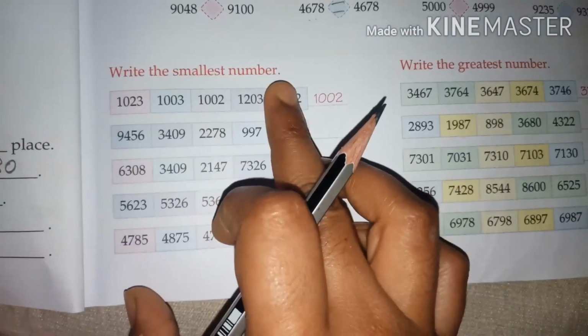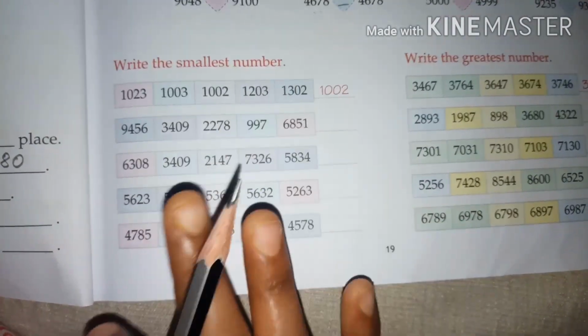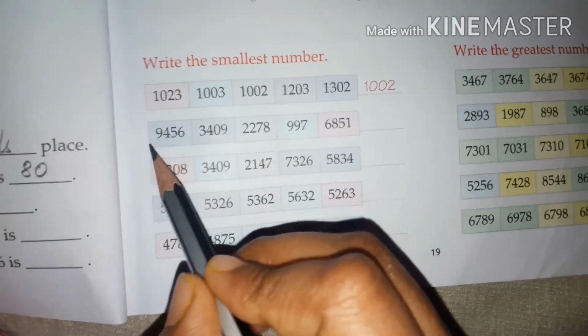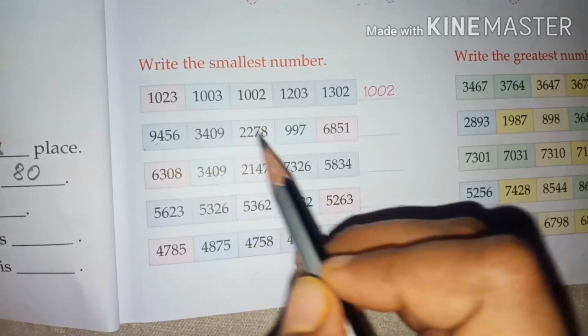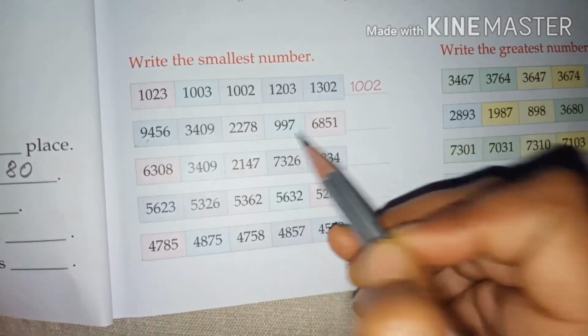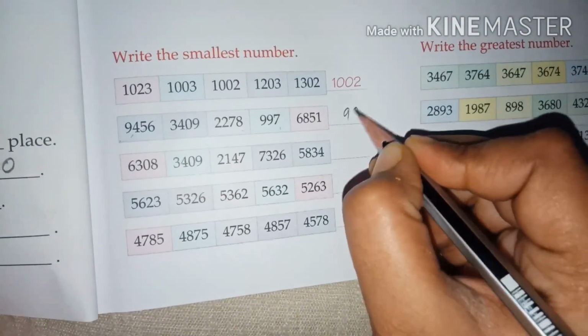Write the smallest number. You have to write the smallest number from these numbers. So first of all check out. This is a 4-digit number, 4-digit number, 4-digit number. It is a 3-digit number. तो कुछ सोचना ही नहीं है. We just have to write it.